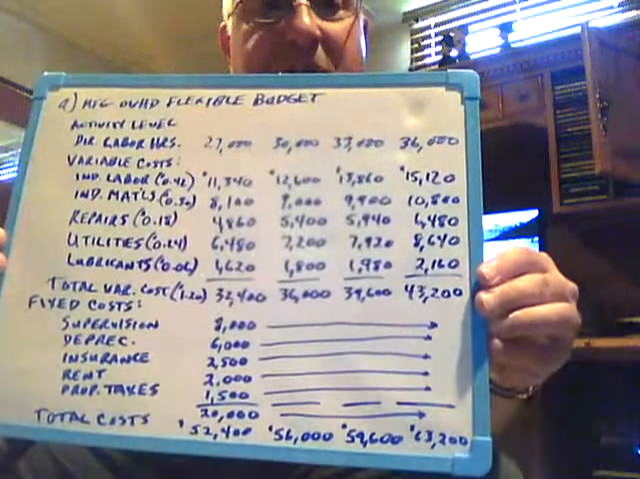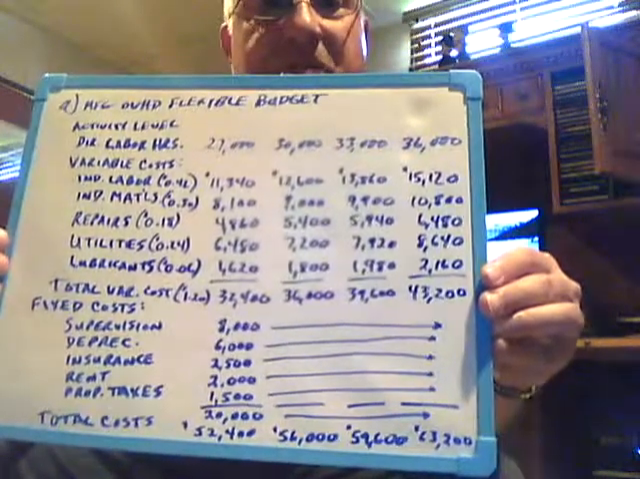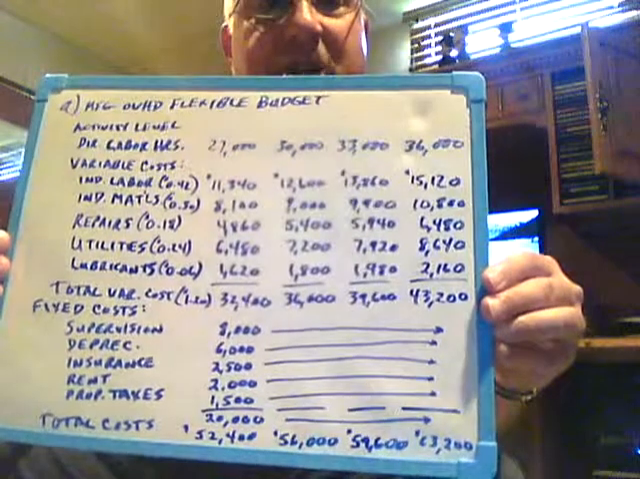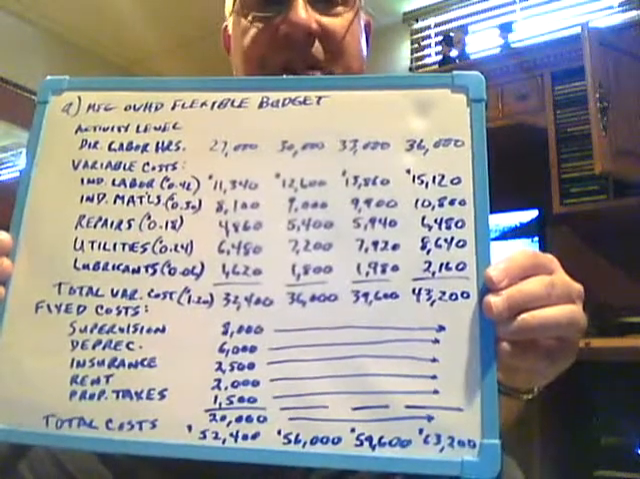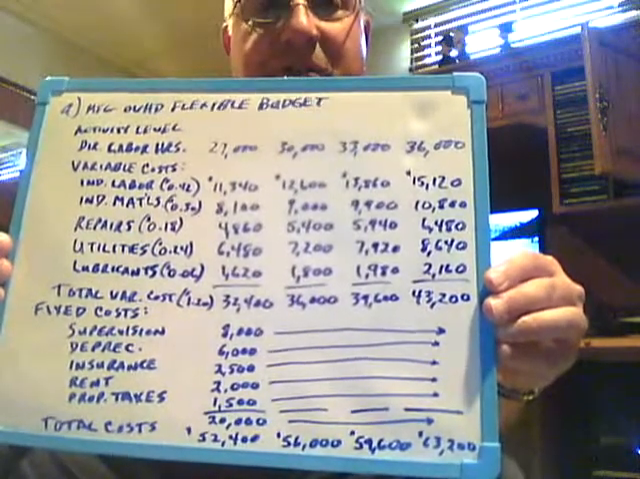And finally, the total costs will range from 52,400 at a 27,000 hour level all the way up to 63,200 at a 36,000 hour level. Okay, so that's the actual budget itself, the flexible budget for manufacturing overhead for this company.